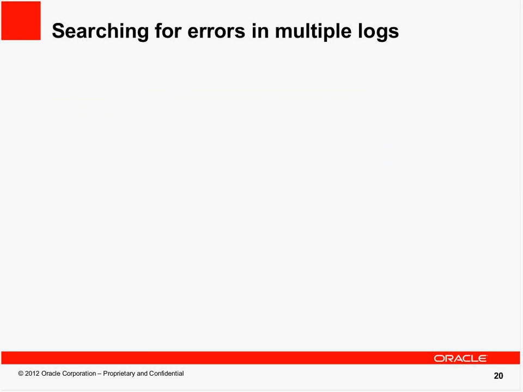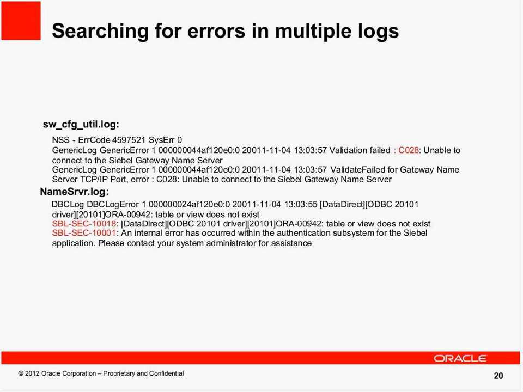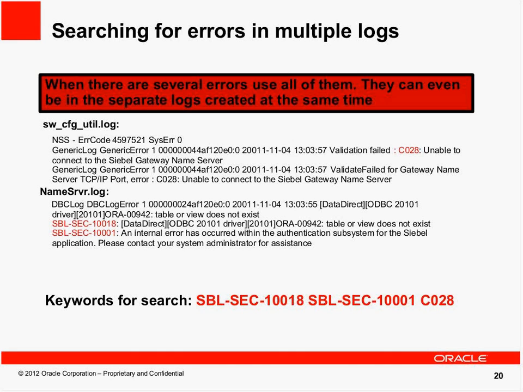So you can also have errors in multiple logs. In the WSGFG log, you can have a CO28 error, and in the name server log, you could have two security errors. The key you should use in this case is all three error messages. There are several errors, use all of them.